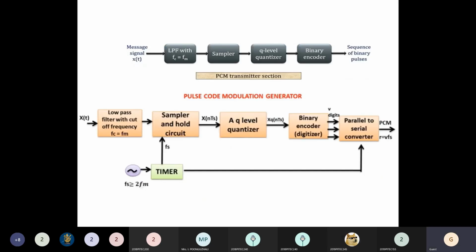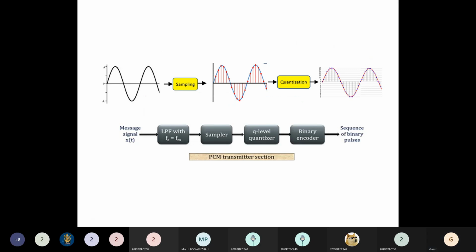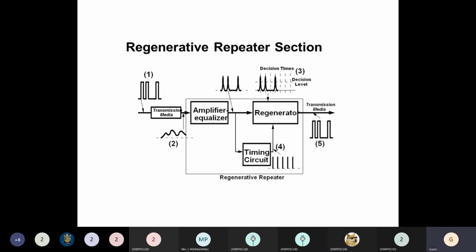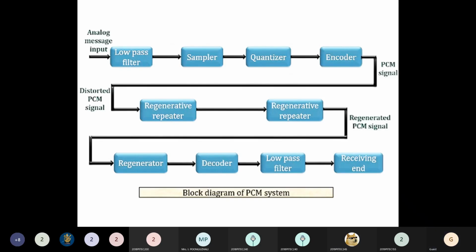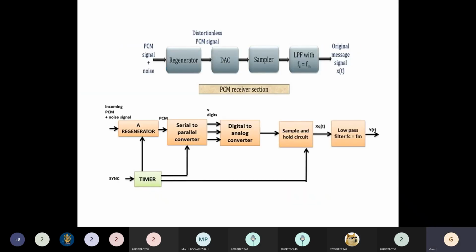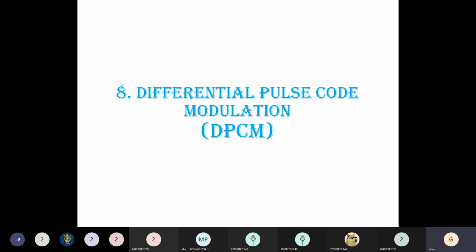Now the PCM transmitter section. The important thing we have to know is that the sampling frequency Fs should be at least equal to Fm. Then we have the regenerative repeater section like this. Block diagram of the PCM system, PCM receiver section.